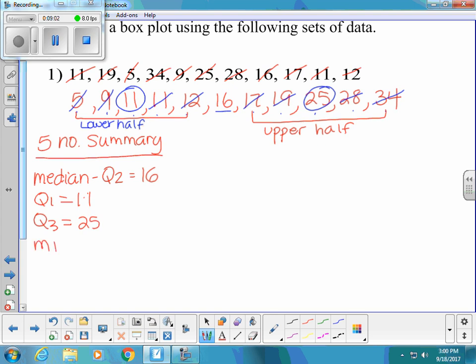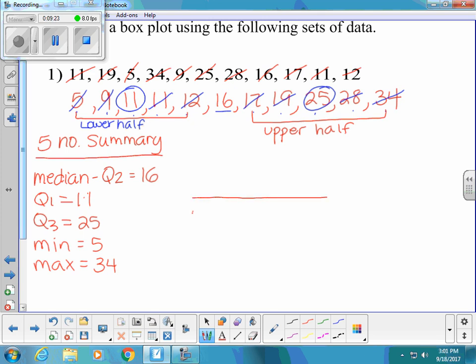And then we want to identify our minimum number and our maximum number. Okay, so the minimum is 5, the smallest number. And the maximum number is 34. Okay, with our 5-number summary, that's what we use to make our box plot.